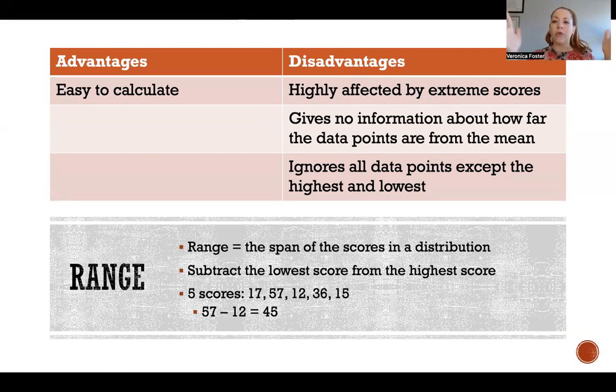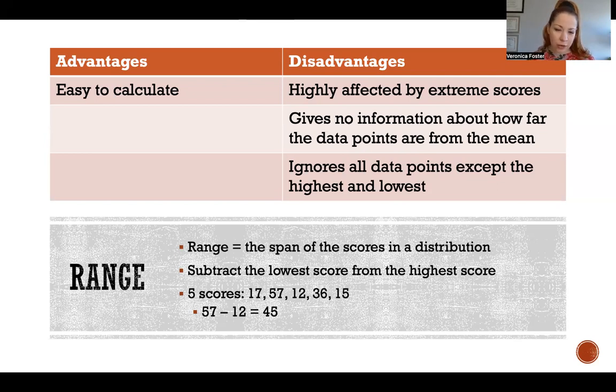So what is the range of scores? In this example here, the highest score is 57 and the lowest is 12. It doesn't matter what order the data points are in, you simply subtract the lowest from the highest, and that gives you your range. It's not very useful, honestly. It's easy to calculate, which is its main advantage, but it's just not very useful.